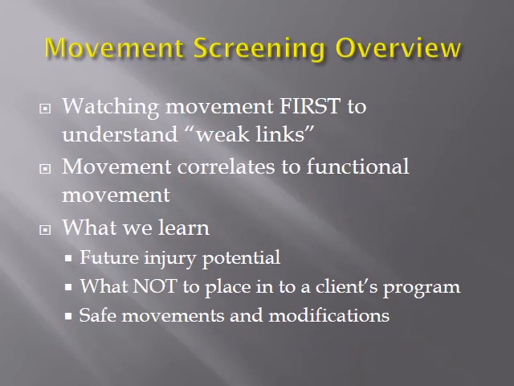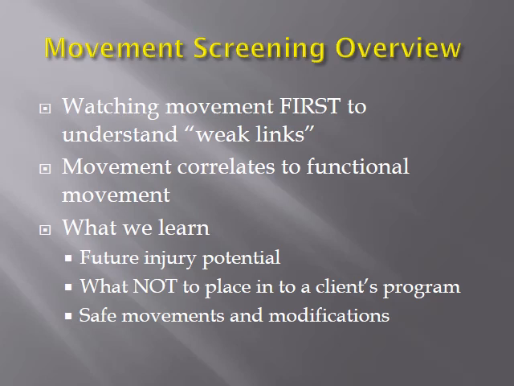So, movement screening overview: what are we going to look for? First and foremost, we want to understand the weak links, what could potentially go wrong. An example would be if I watch somebody do an overhead squat and their knees buckle together, I'm immediately thinking, okay, lower body. This person might not be perfect in the upper body, but we can see where the priority is going to lie. This also is going to correlate to functional movements.